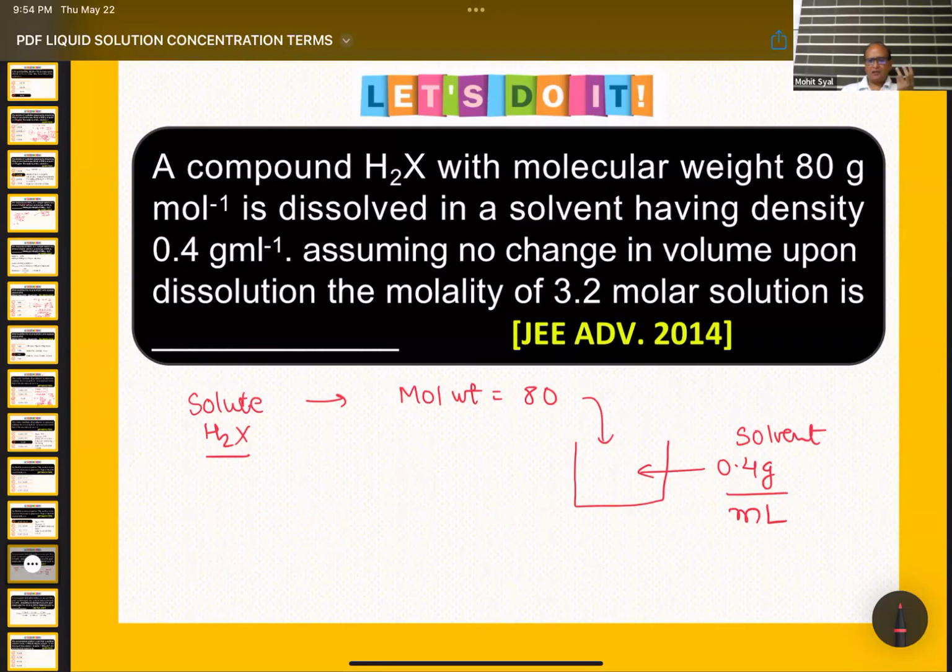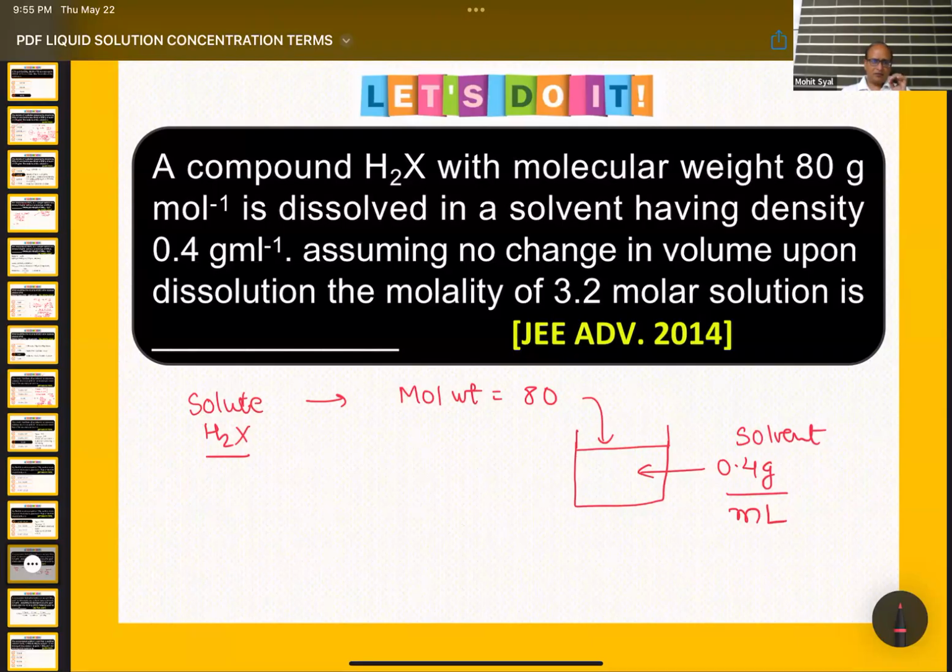And we assume that there is no change in the volume, but there is a change in the mass. There is no change in the volume because generally when you mix a small amount of solid in liquid, the volume almost remains the same, right? So this is the basic theory given in the question.